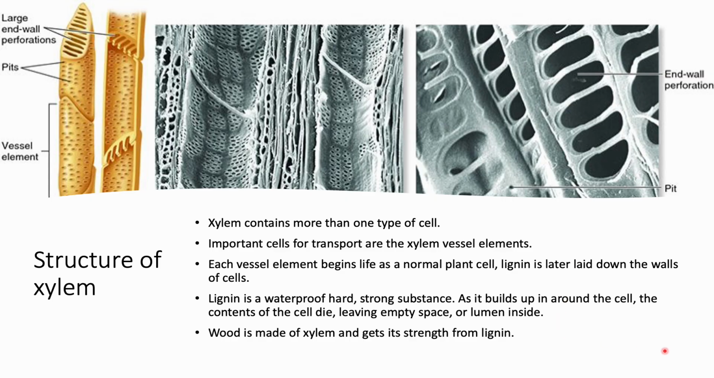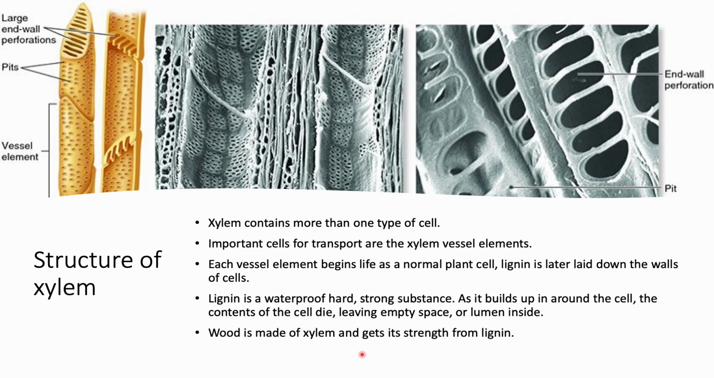Xylem contains more than one type of cell. Important cells for transport are the xylem vessel elements. Each vessel element begins life as a normal plant cell, and then lignin is later laid down within those cell walls. Lignin is a waterproof, hard, strong substance. As it builds up around the cell, the contents of the cell begin to die, leaving empty spaces or lumen inside.